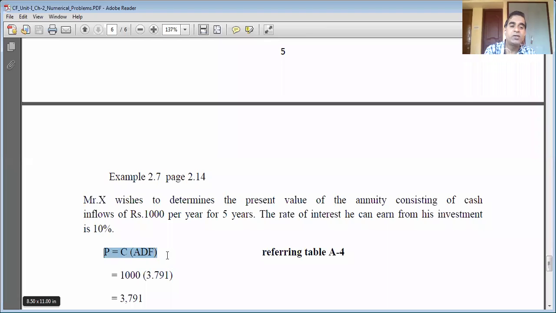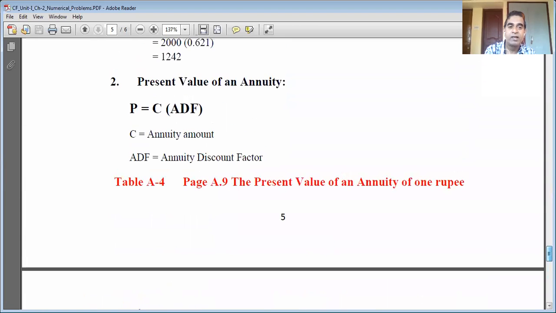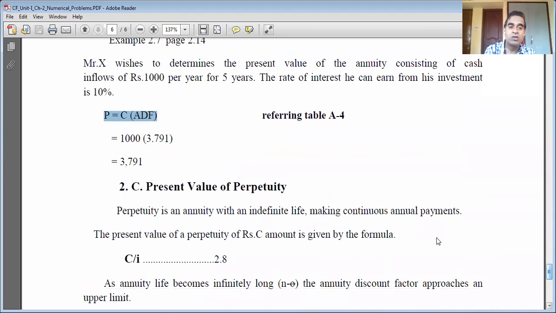So it is a simple equation: P is equal to C into ADF. C is the annuity amount. So how much cash is going to be received each year? 1000 rupees each year. So C is the value of annuity, or amount of annuity. So we need to find out this ADF. We need to refer to table A4. I'm going to share the screen again, so please pay attention.